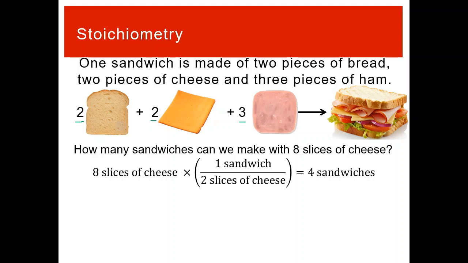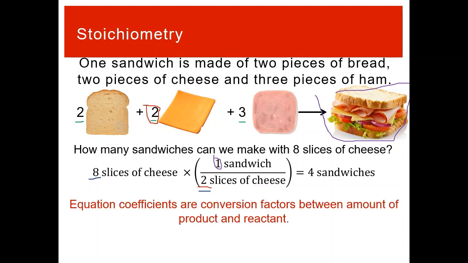And this may seem overly formal because it is, but we can think about it in this way. We know that based off the coefficients, there are 2 pieces of cheese for every 1 sandwich. And so what we are functionally doing is taking the 8 slices of cheese that we started with and dividing them by this 2 slices of cheese per sandwich, telling us that we will make 4 sandwiches.